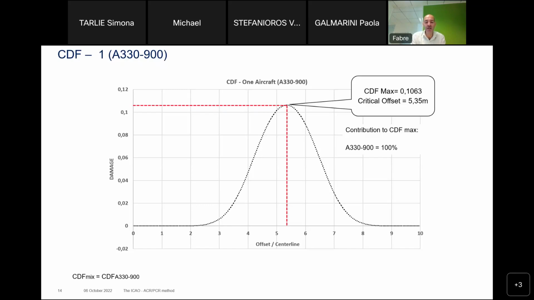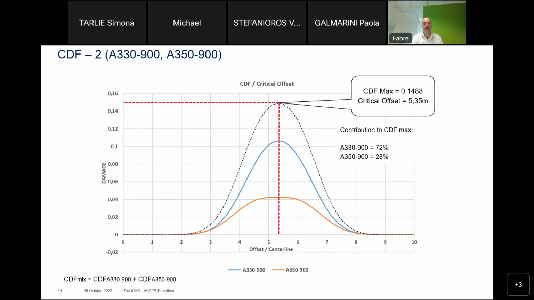And the contribution of each aircraft to the max CDF is seen as a critical offset and should not be confused with the max CDF of each individual aircraft. So you will see that an aircraft can have a relatively high CDF with a poor contribution to the max CDF produced by the entire mix. So at this stage, we have only one aircraft, the A330-900, and its contribution to the max CDF is about 100%. So this is normal because this is the only aircraft in the traffic.